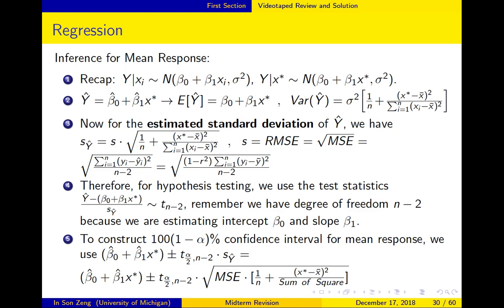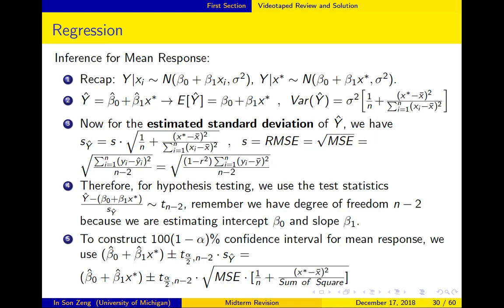Now, for the estimated standard deviation for the y hat, we have s of y hat equals s times the square root of 1 over n plus (x star minus x bar) squared over the corrected SS, which is the summation of i equals 1 to n of (x_i minus x bar) squared, where here s denotes the RMSE, equal to the square root of MSE, which is also the square root of the summation of i equals 1 to n of (y_i minus y_i hat) squared over n minus 2, which also equals the square root of (1 minus the correlation r squared) times the summation of i equals 1 to n of (y_i minus y bar, the mean response) squared over n minus 2.